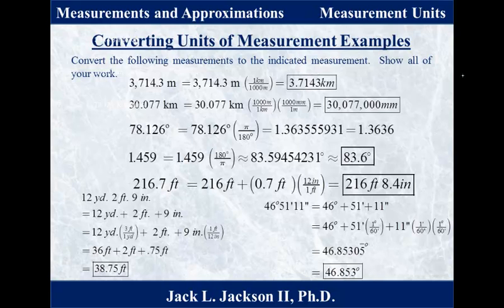I can do this on my calculator all together and say 46 plus 51 divided by 60 plus 11 divided by 60 divided by 60, enter, and I get 46.85305 with the 5 repeating degrees. And if I round off, it turns out to the nearest second is about the same as the 3 decimal places on the degrees. That's a close approximation.